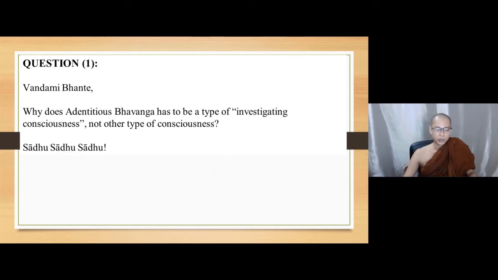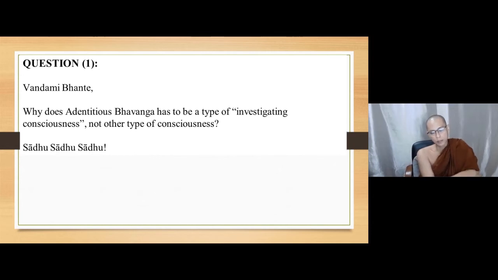Here there are no texts in the Abhidhamma literature that mention this, but we have to understand that we are studying the nature of arising. So the investigating consciousness maybe has the nature to perform that function of adventitious Bhavanga, and the other types of consciousness are not able to perform that.